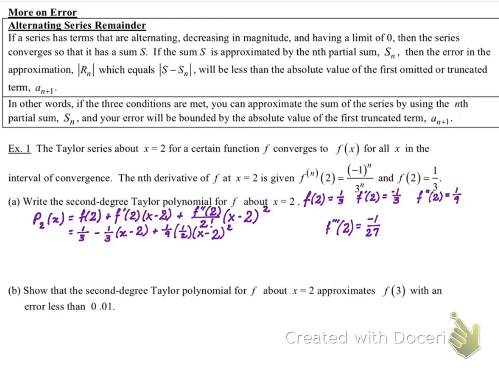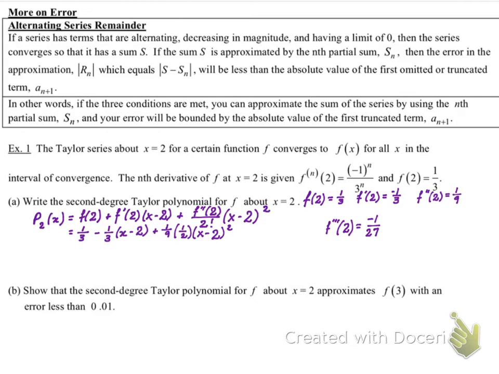Okay, onward to the alternating series remainder. If a series has terms that are alternating, decreasing in magnitude, and having a limit of 0, then the series converges to a sum S. If the sum S is approximated by the nth partial sum S sub n, then the error in the approximation, the absolute value of R sub n, which equals the sum of the series minus the nth partial sum, will always be less than the absolute value of the first omitted or truncated term.